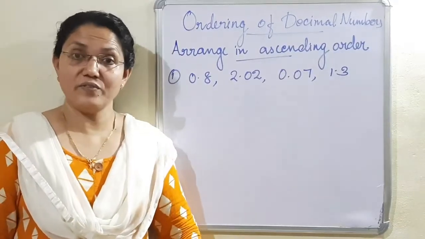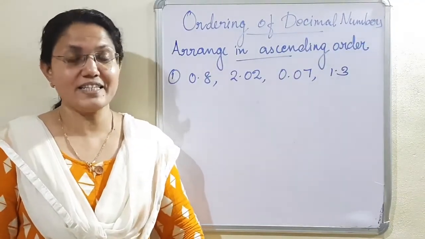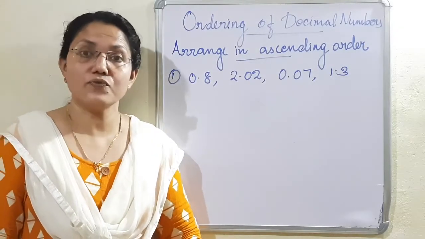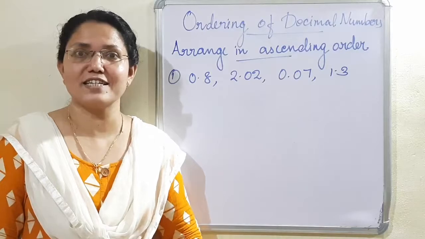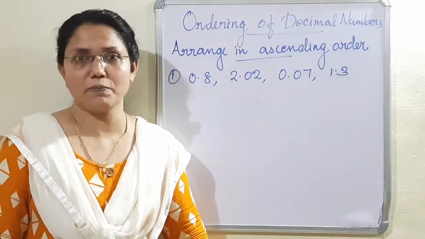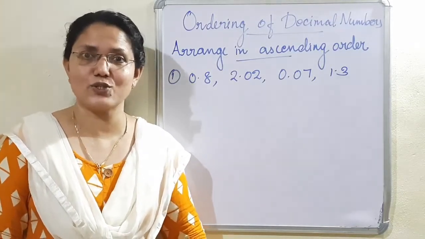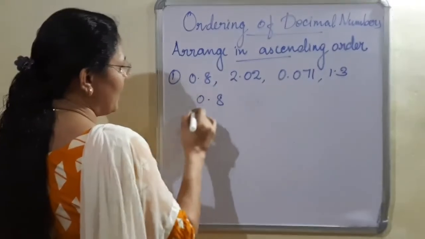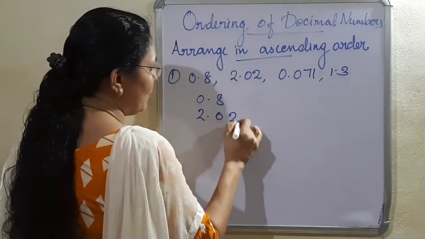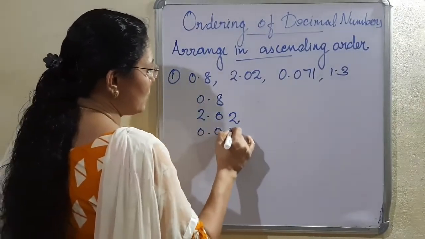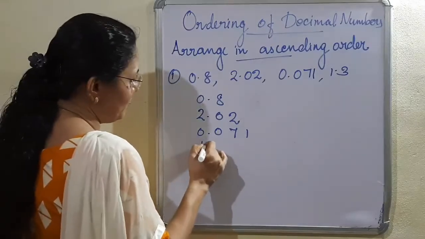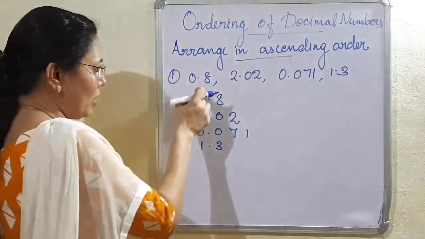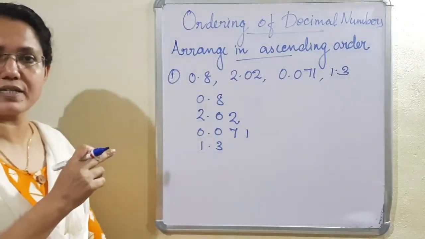Okay, dear children, when we get a question to arrange decimal numbers in ascending or descending order, first itself we can arrange this column wise according to the places. Then we can change this into like decimals. 0.8, next 2.02, next 0.071, next 1.3. Look here, all the ones place digits are in the same column. Next all the decimal points should come in the same column.